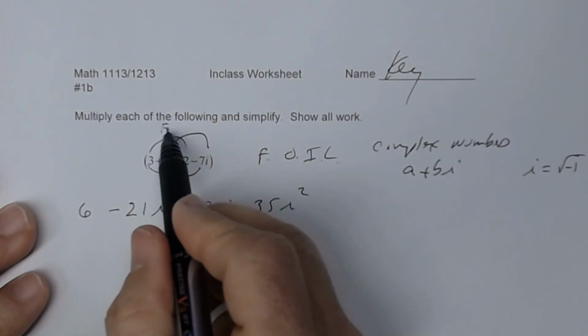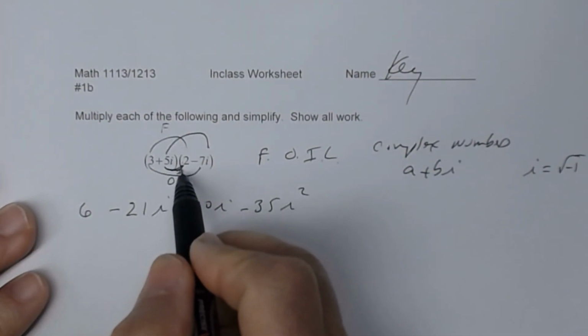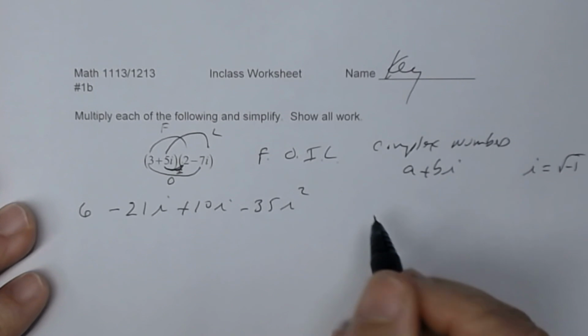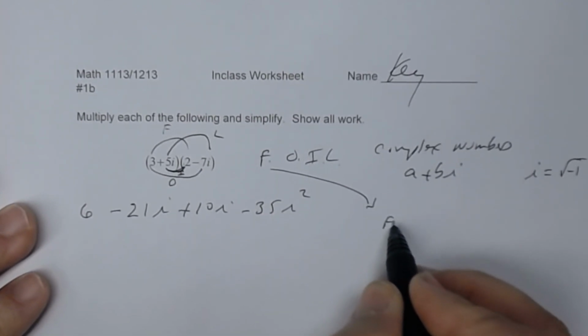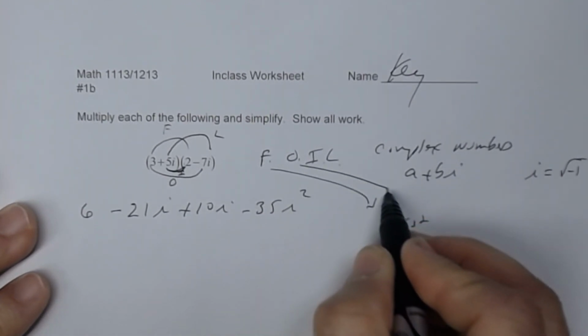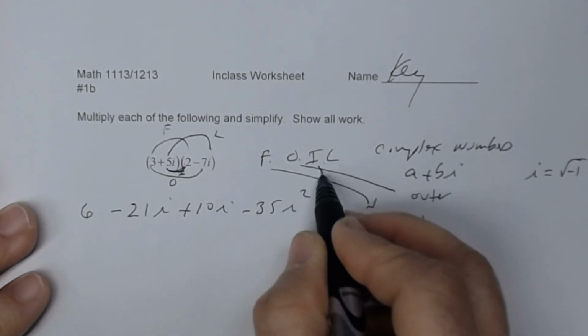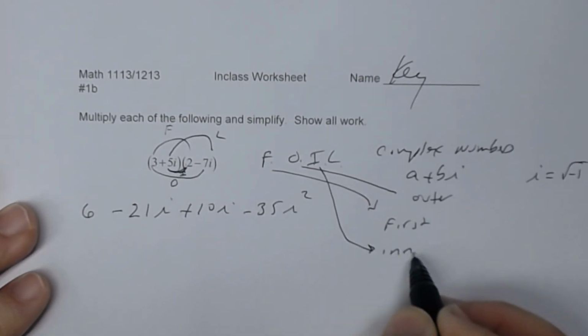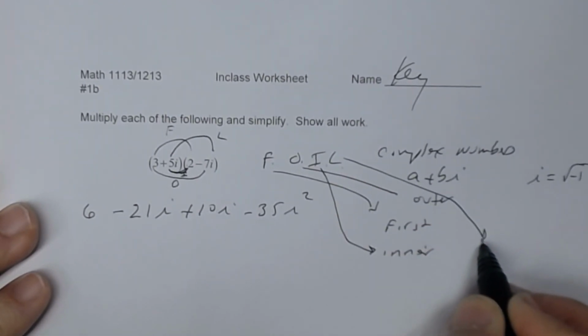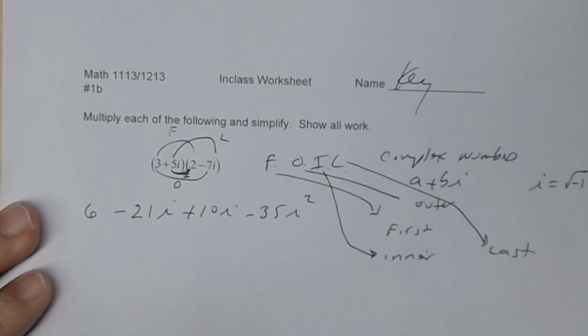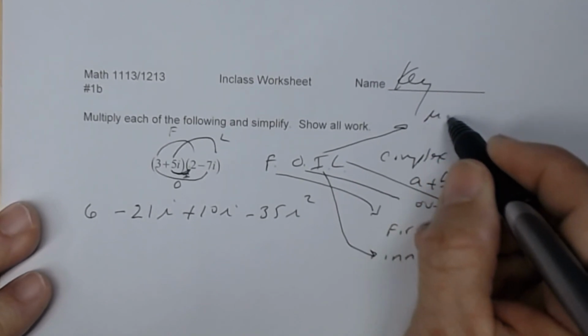All right, so first, outer, and that's your inner right here, and then last. So first, this is outer, this is inner, and this stands for last. So remember, use FOIL when you're multiplying two binomials.